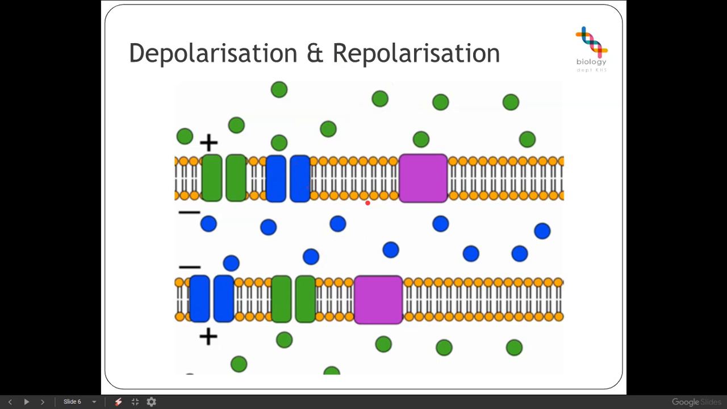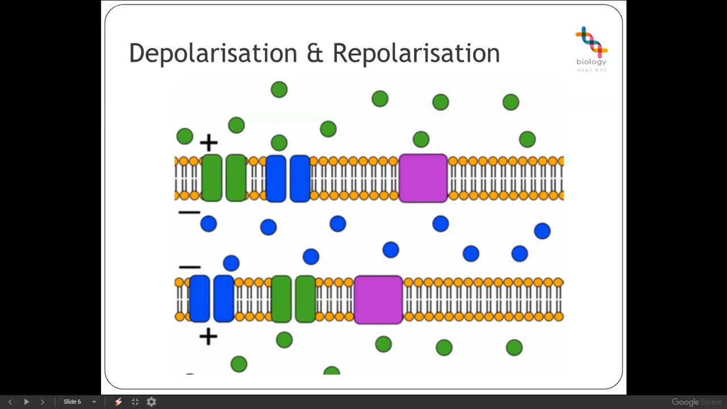And this is giving us an overall positive charge outside and an overall negative charge inside. This gives us our resting potential of around minus 70 millivolts. This is referred to as polarization because we've got one charge on one side and another charge on the other side. So when our neurotransmitter binds to the receptor at the synapse, that receptor, our ligand-gated ion channel, causes some kind of ion movement. So it's starting to let some ions into the membrane.